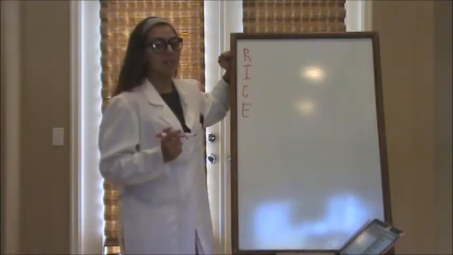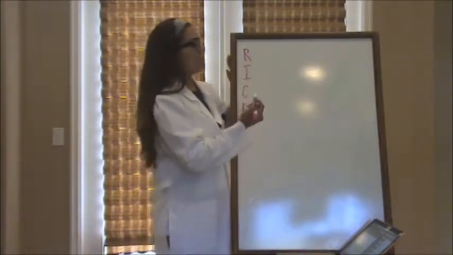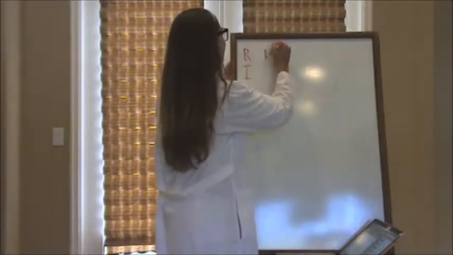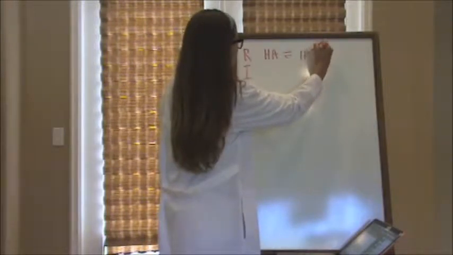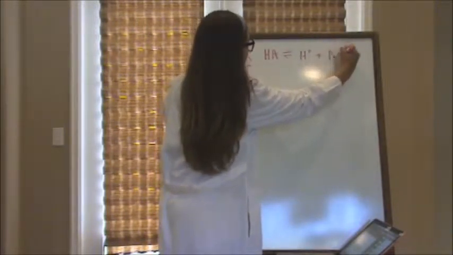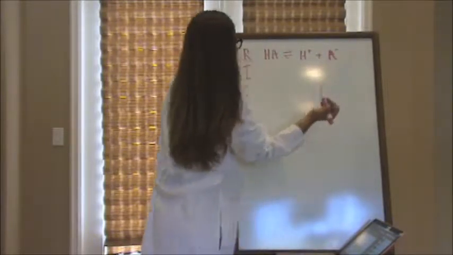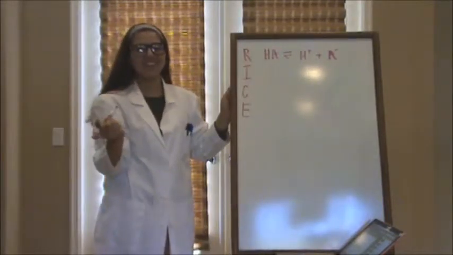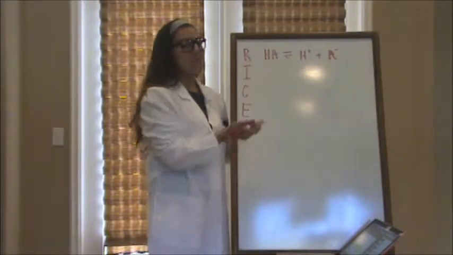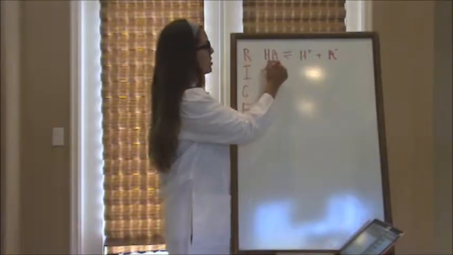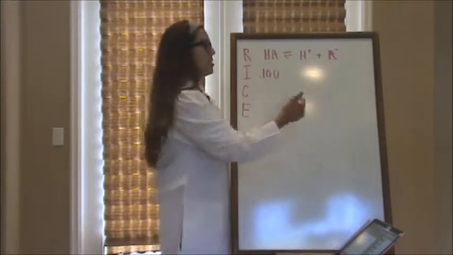The R in the RICE table stands for the reaction. To keep it simple, we will use the standard reaction. The I in the RICE table stands for the initial concentration. The problem told us that the initial concentration of the hypochlorous acid is 0.100 molar. The initial concentration for the product side will be 0.